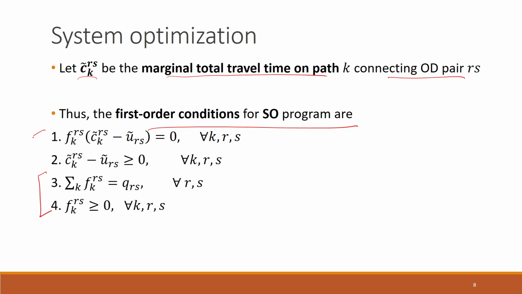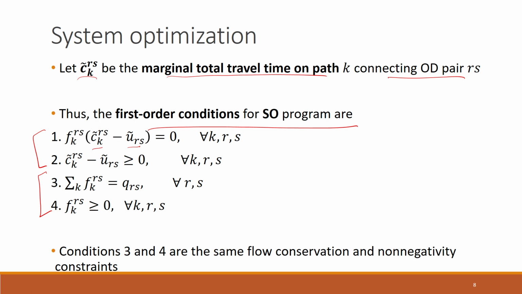Now these are the new conditions that we have, but these are also not looking entirely new, because these look very similar to the ones we had seen for the first order conditions of user equilibrium formulation. The only difference now is that instead of C_KRS, that is the travel time in path K connecting R to S, it has been replaced by this C tilde KRS. So that is the marginal travel time on path K connecting R to S. And instead of this U_RS, we have U tilde RS.